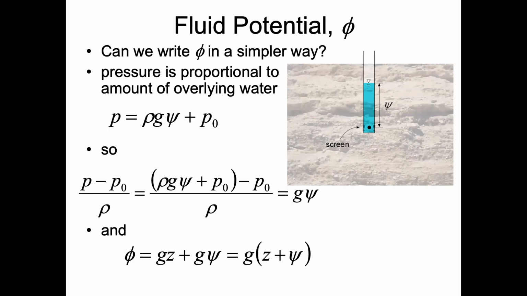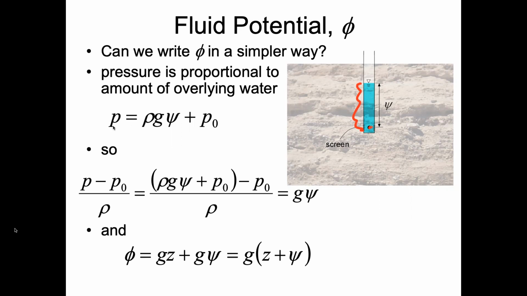And what we can do is talk about what our pressure actually is. Another way of writing the pressure we're looking at here is the initial pressure in the system, the pressure sitting just at this water level, plus density times gravity times depth. So we can say our pressure is proportional to the amount of overlying water. The amount of water overlying this point here is proportional to the pressure. And that's all we're saying.